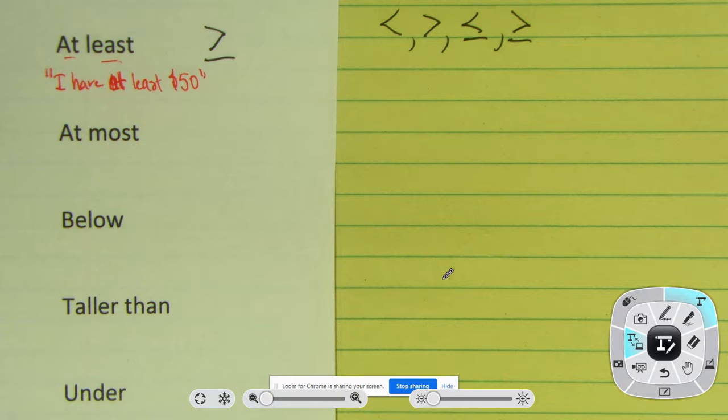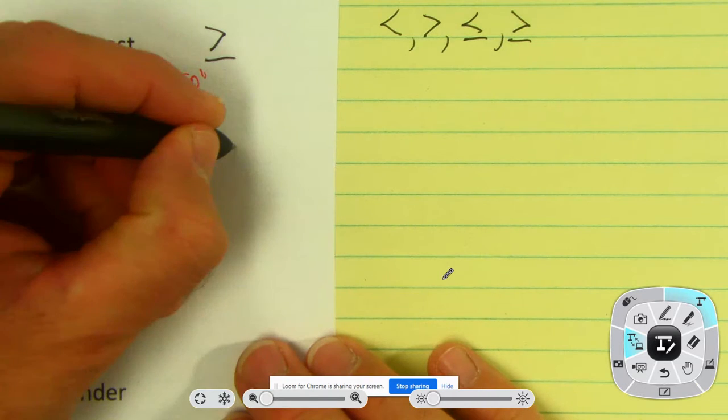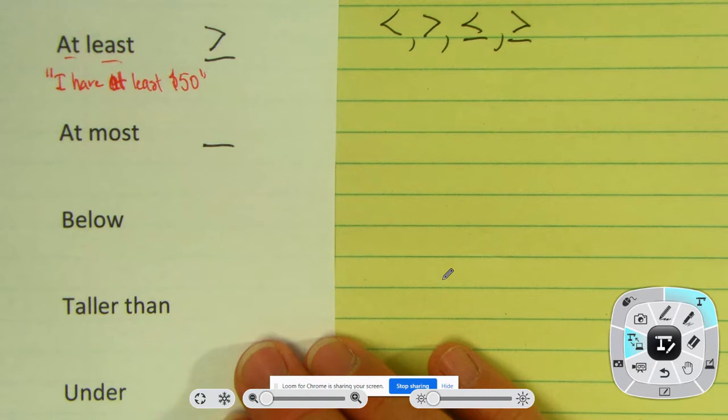Well, what if I'm talking about at most? Let's say I have at most $50. Then that means it could be equal to $50, right? You need to write this down if you're not. Or I could have less than that.